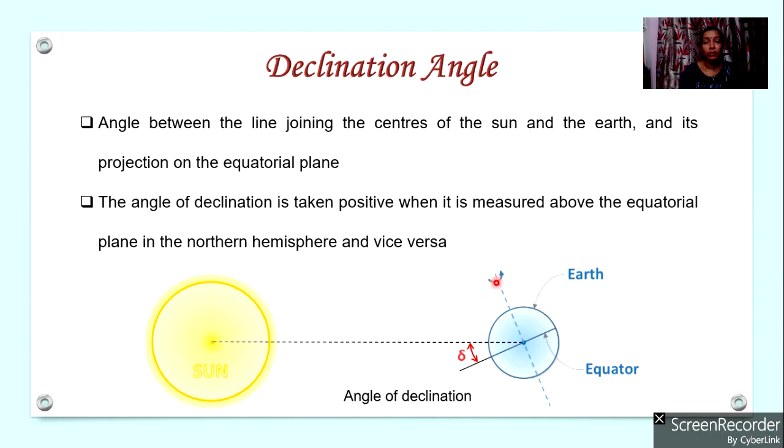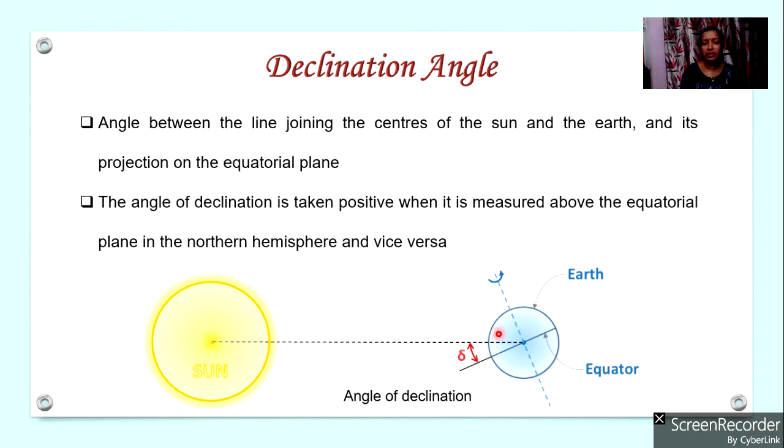So a plane perpendicular to the axis of rotation and passing through the equator, that is the equatorial plane. Here this declination angle is the angle between the line joining the center of the Sun and the center of the Earth and the projection of this line on the equatorial plane. That is declination angle delta, and this declination angle will be positive if it is measured above the equatorial plane in the northern hemisphere.